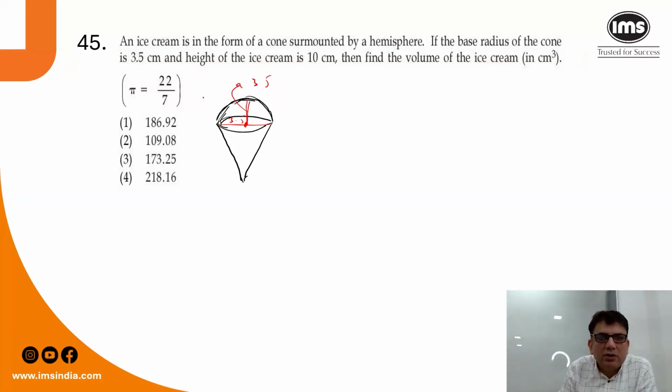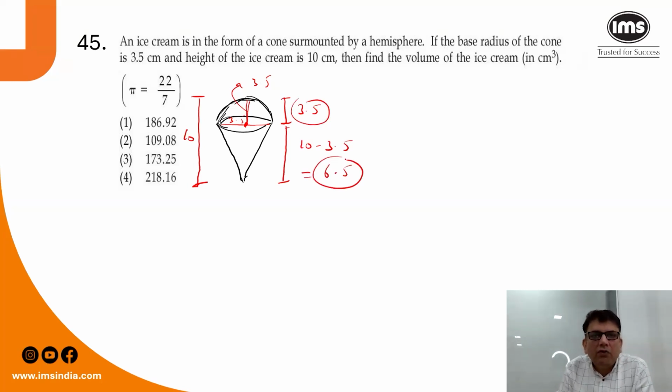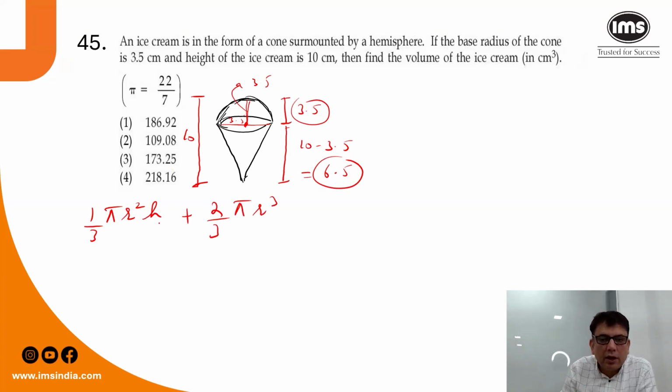Height of the ice cream is 10 centimeters. So height from bottom 10 centimeters. So this part is 3.5. This height of the cone will be 10 minus 3.5, which is 6.5. We need to find the volume of the ice cream in centimeter cube. So volume of the ice cream will be the volume of the cone, which is 1 by 3 pi r square h, plus volume of the hemisphere, which is 2 by 3 pi r cube.